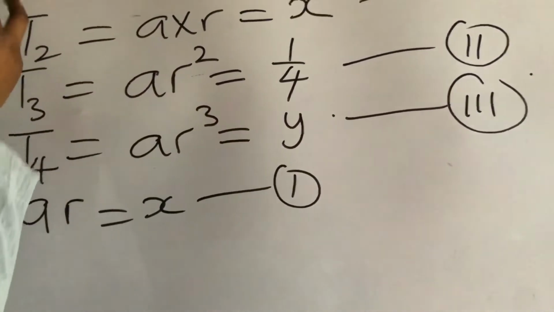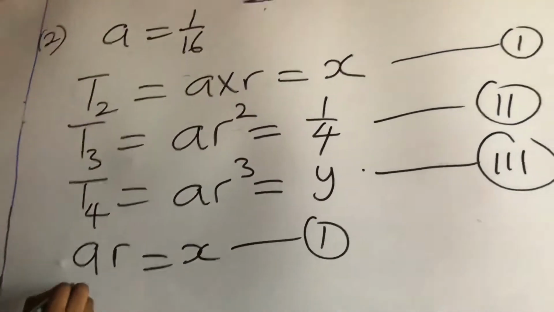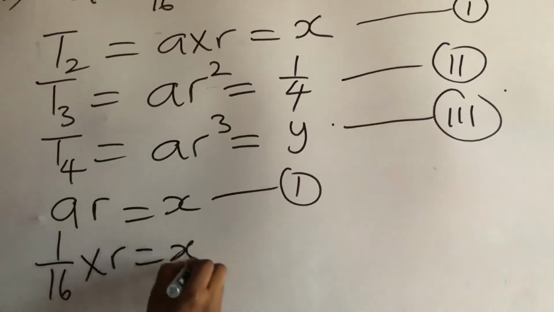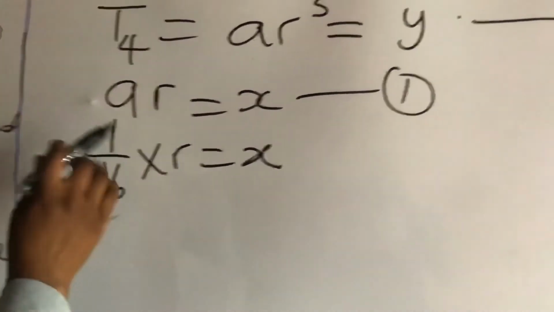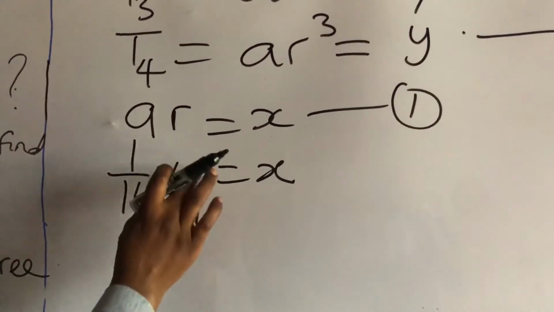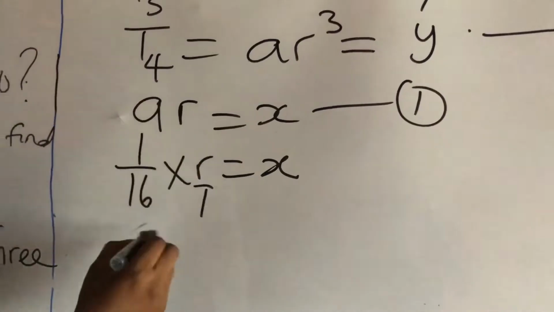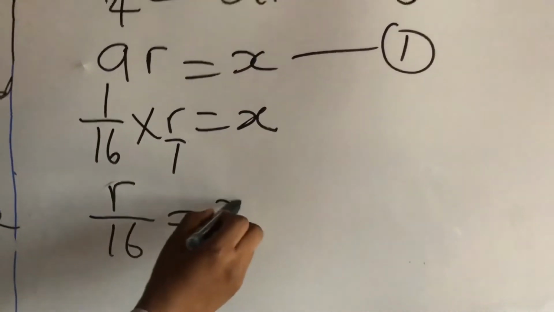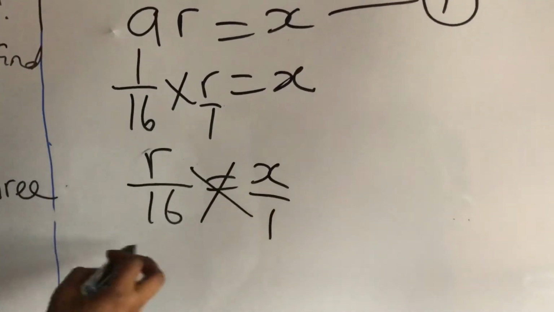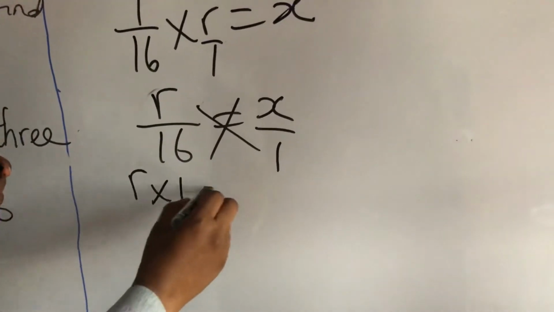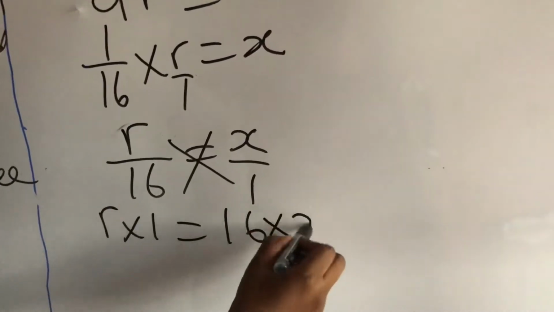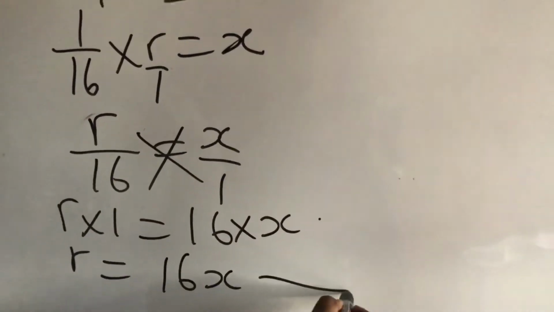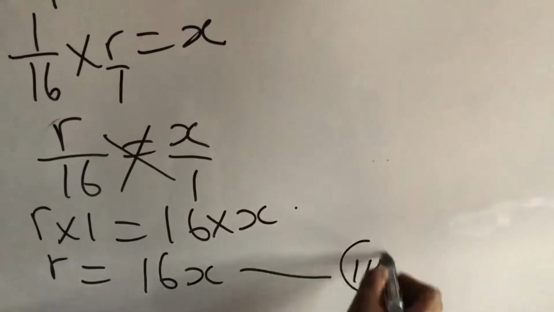So substitute the value of a, which is 1 over 16. So 1 over 16 multiplied by r is equal to x. So we write r as r over 1. 1 multiplied by r is equal to r, and 16 multiplied by 1 is equal to 16, and that equals x. Cross multiplying, we have r multiplied by 1 is equal to 16 multiplied by x. So r is equal to 16x. We can call that equation 4 and keep it.